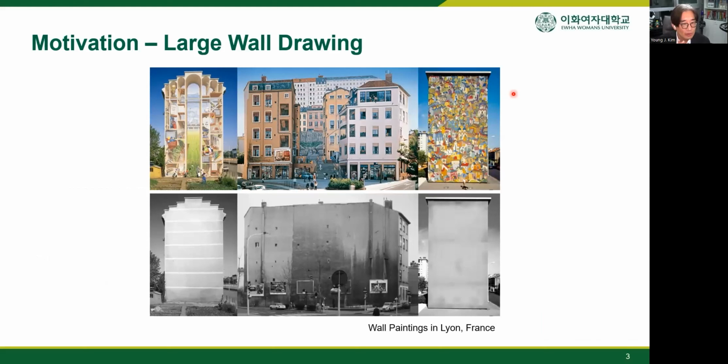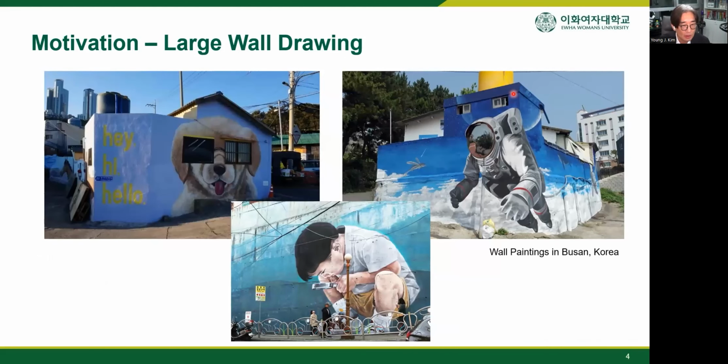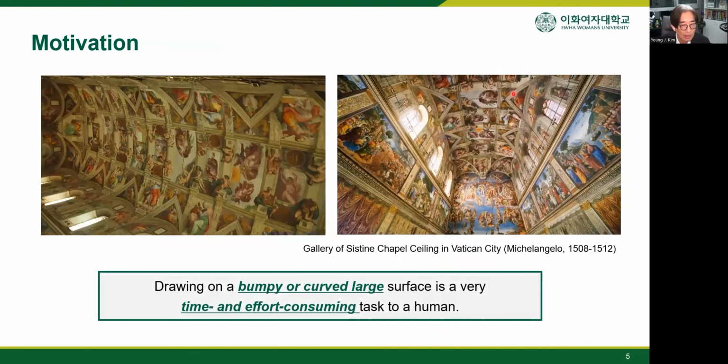The motivation of this work was something like this. You have seen this kind of large wall drawing in different places, like in France, or these large wall paintings in Busan in Korea. And probably the culmination of this kind of large wall drawing is the gallery of the Sistine Chapel in Vatican City, which was done by Michelangelo in the early 16th century.